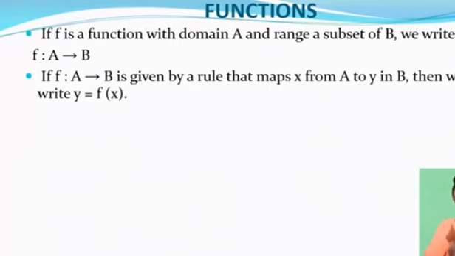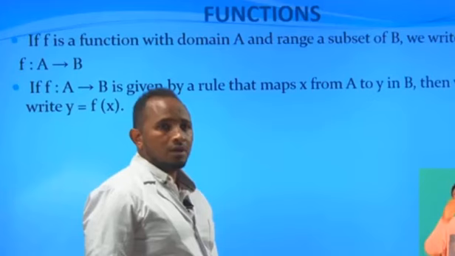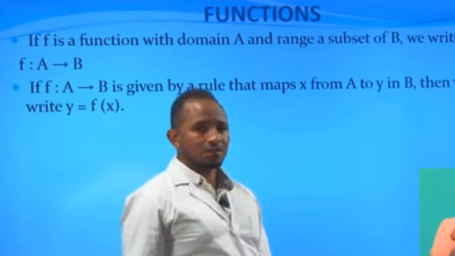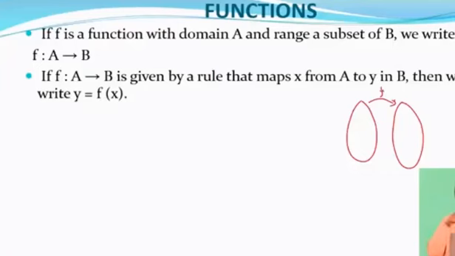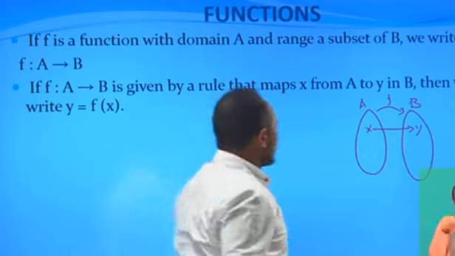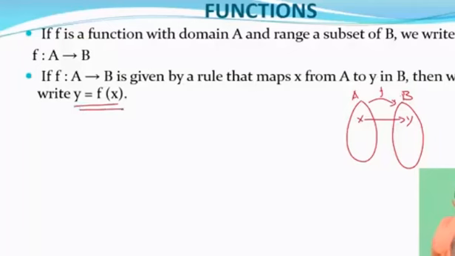Now next, if f is a function with domain A and range a subset of B, we write f is a function from A to B. If f is a function from A to B, this one is A, this one is B, and it's given by a rule that maps x from A to y in B, then we write f of x gives you y. So we write f of x will be this y.